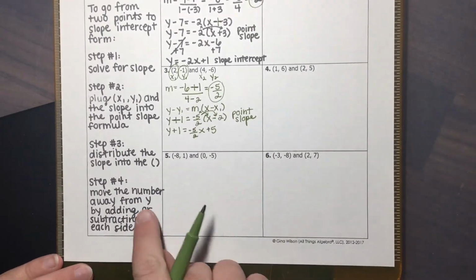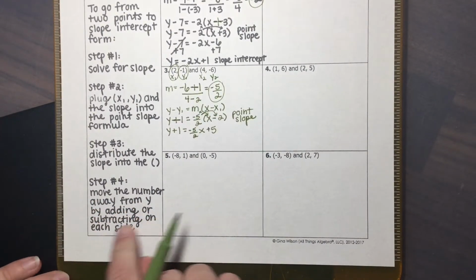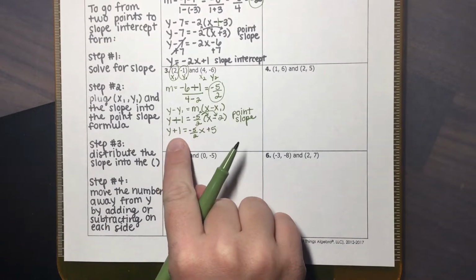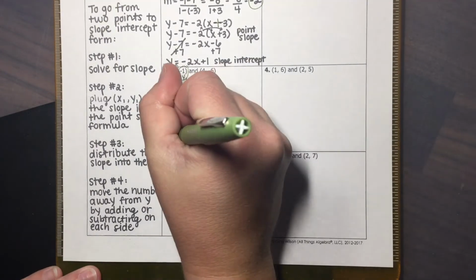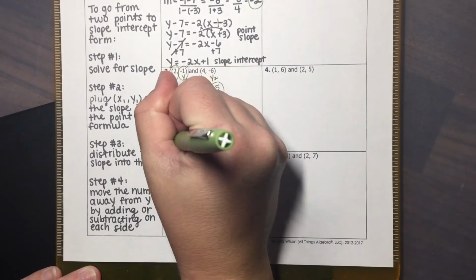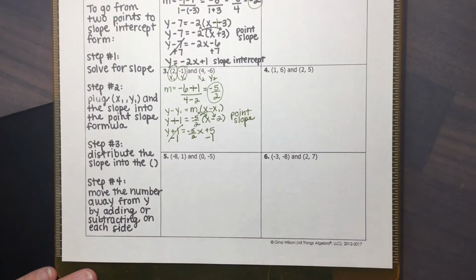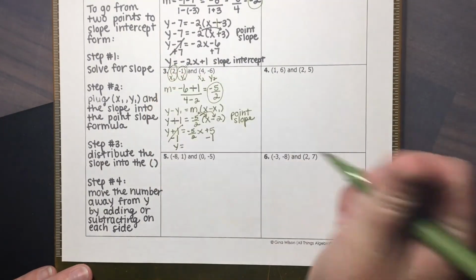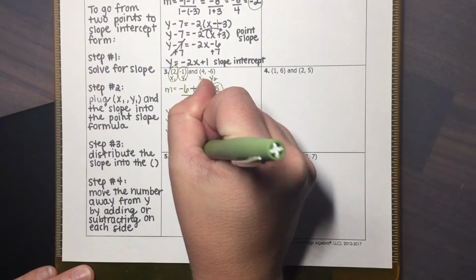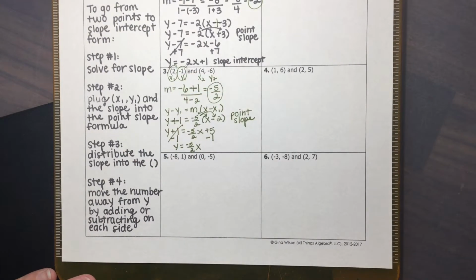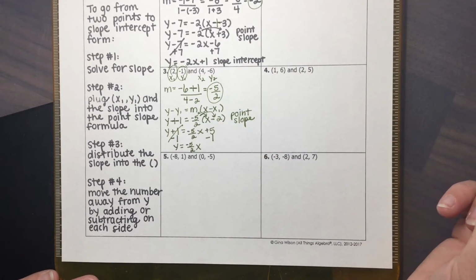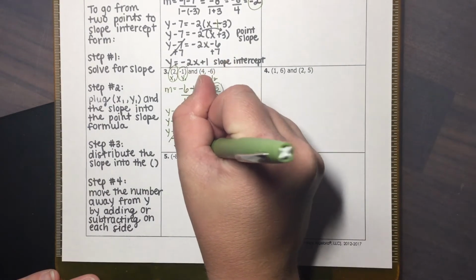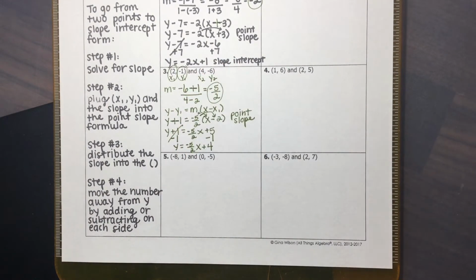I've distributed that slope. Step 4, it says move the number away from y by adding or subtracting on each side. So I have that plus 1 attached to that y. So in order to get rid of that plus 1, I have to subtract 1 on each side. I get these to cancel out. So now I'm just left with y. I get y equals negative 5 over 2x, because that doesn't change. Then here, I have plus 5 minus 1, which is going to be plus 4. So our final answer is going to be y equals negative 5 halves x plus 4.